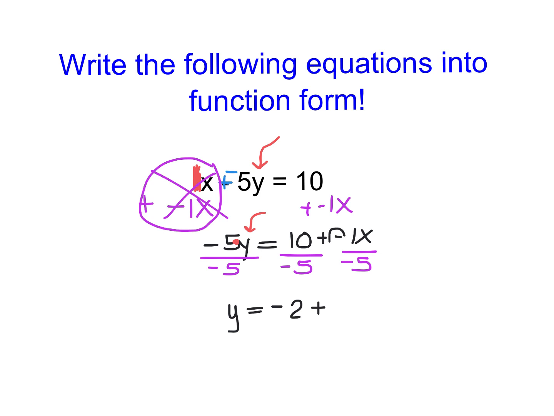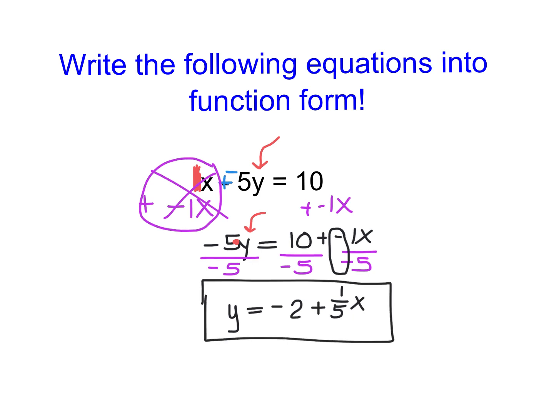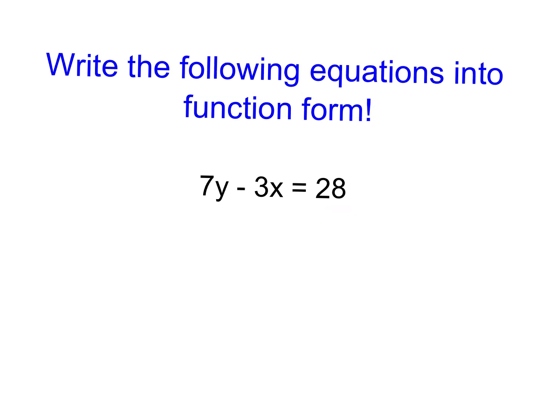Now, first thing I note is I have a negative divided by a negative, so I know my answer is going to be positive. And then I'm just going to leave my fraction as is. I'm going to leave it as 1 over 5x. So if it doesn't simplify to some nice integer, you can just leave it as a fraction. So here we have y is equal to negative 2 plus 1 over 5x.